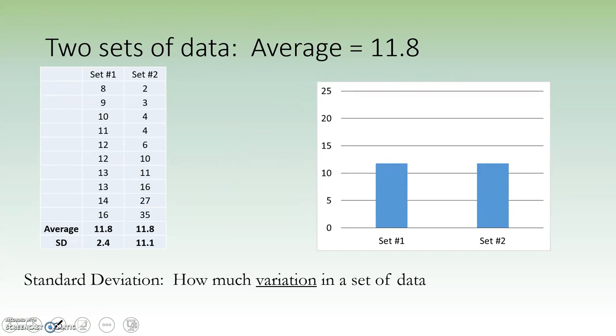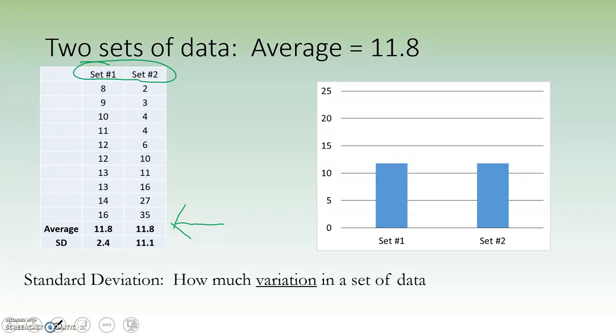Here's why. This slide shows 2 sets of data, set number 1 and set number 2, both with an average value of 11.8. That average is plotted on the graph to the right. However, notice that data set number 1 has a fairly small range of values, 8 through 16, while set number 2 has a much wider range of variation, from 2 to 35. This variation can be captured in a statistical measurement called the standard deviation, which is one way to measure variation within a data set. In this case, we can see that the standard deviation for set number 2 is much higher than for set number 1.